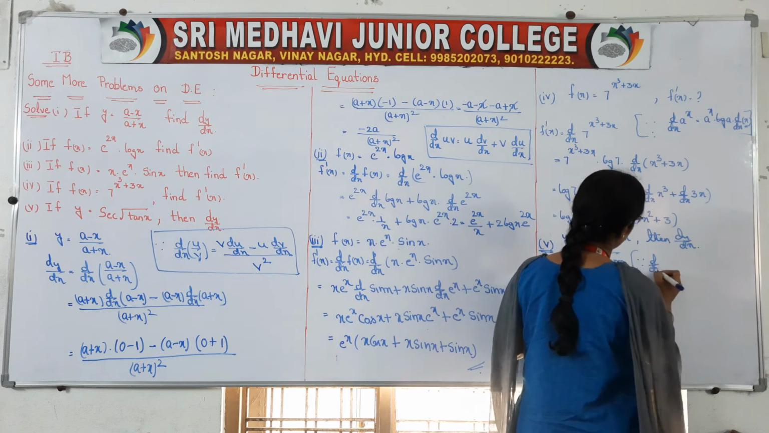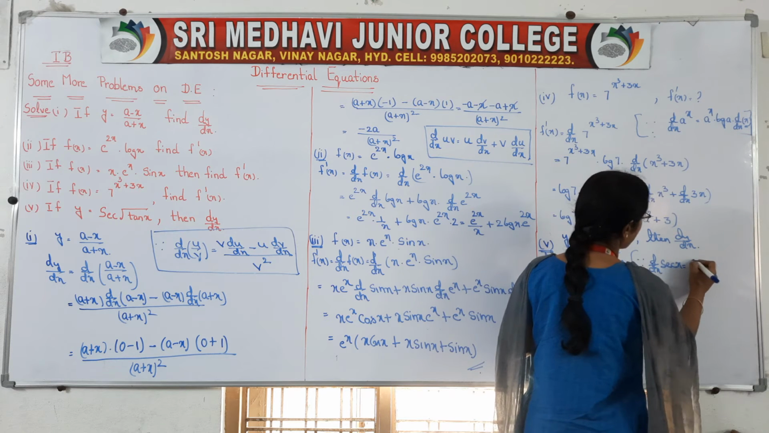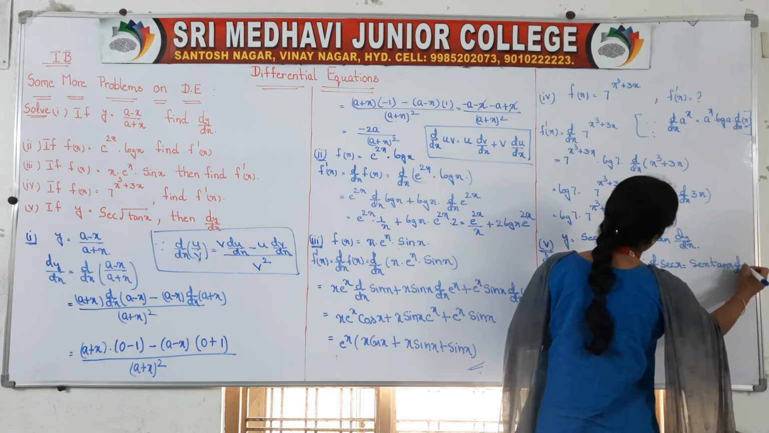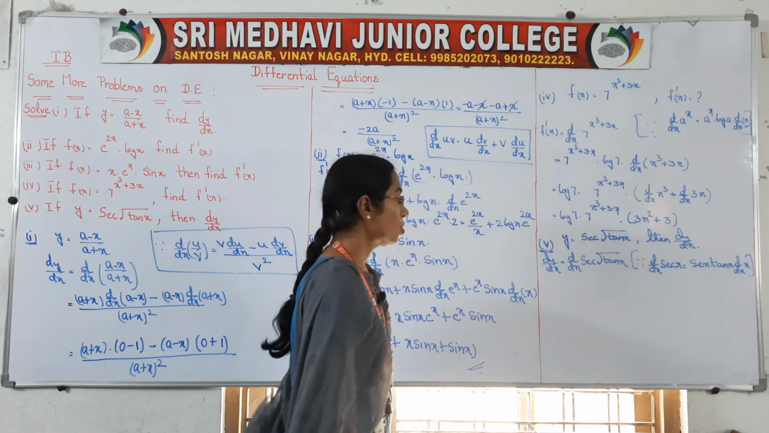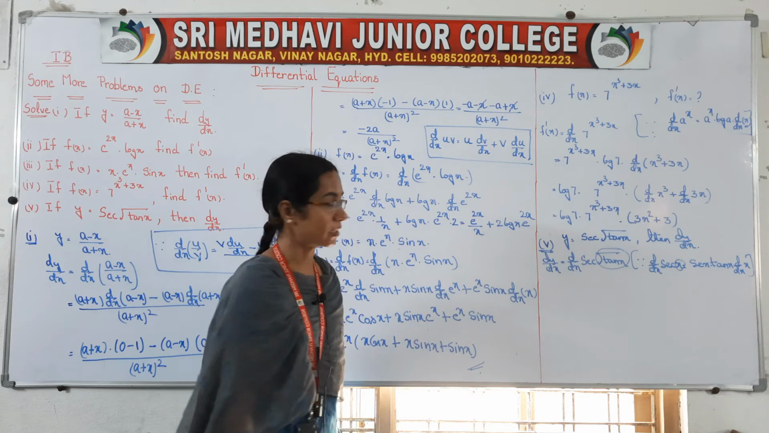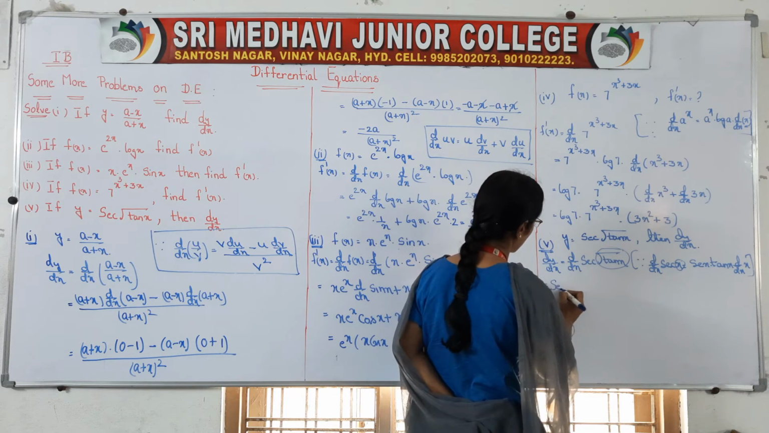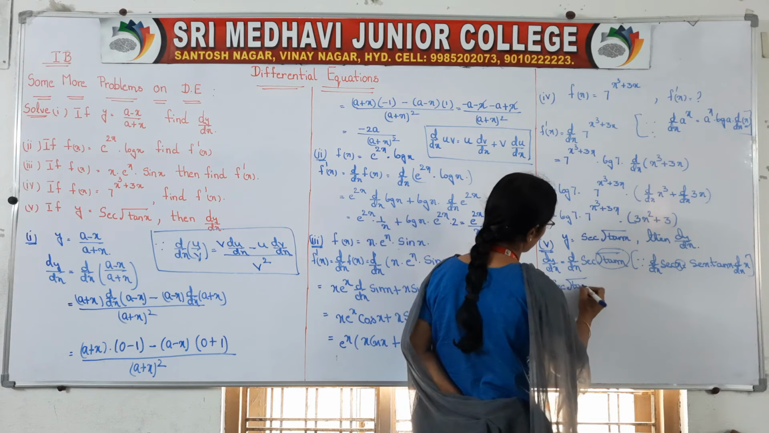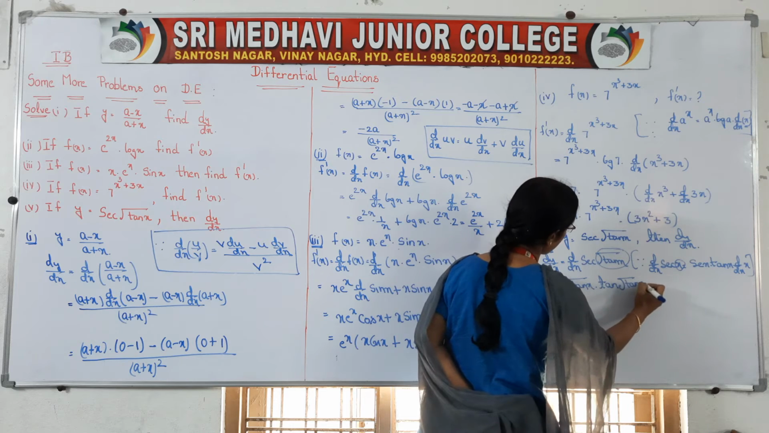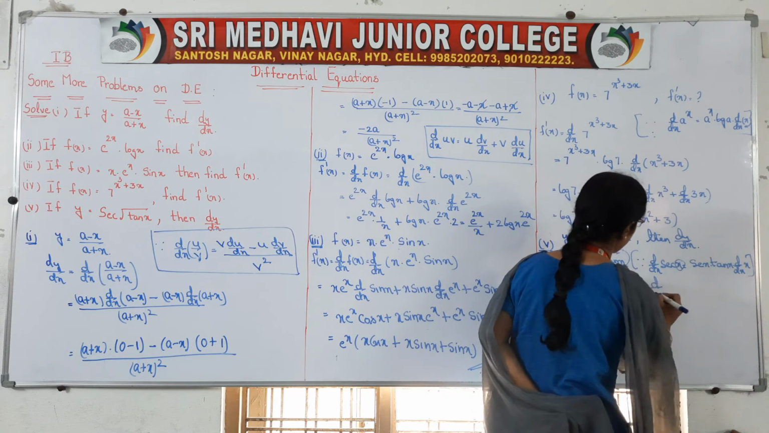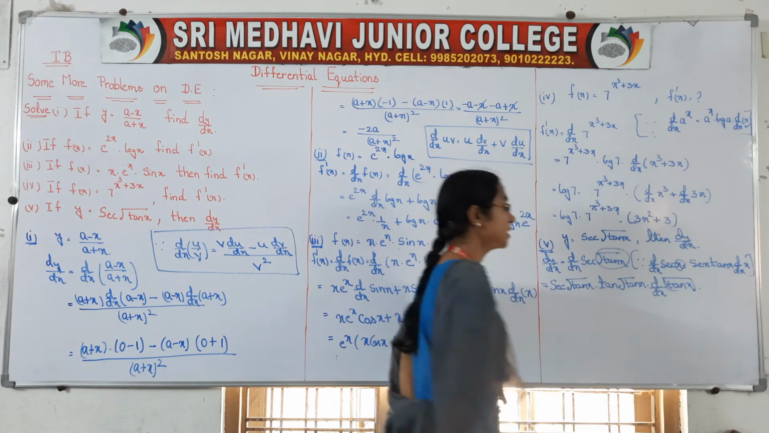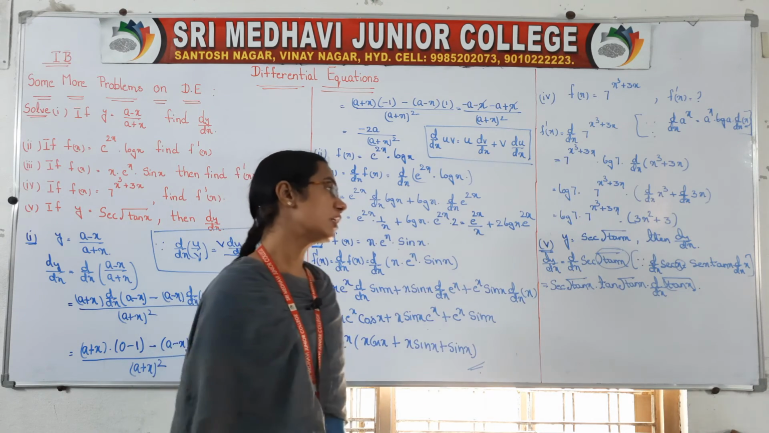d by dx of secant x is equal to secant x into tan x into d by dx of that variable. So here instead of x, we are having root tan x. So it is equal to secant of root tan x into tan of root tan x, right, into d by dx of root tan x. Isn't it? What is the variable?